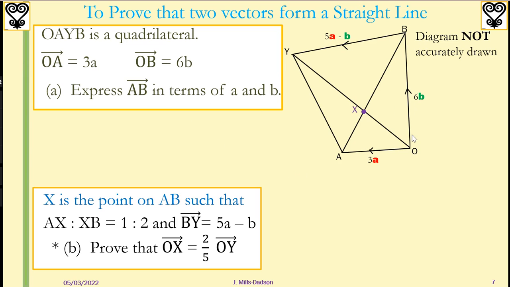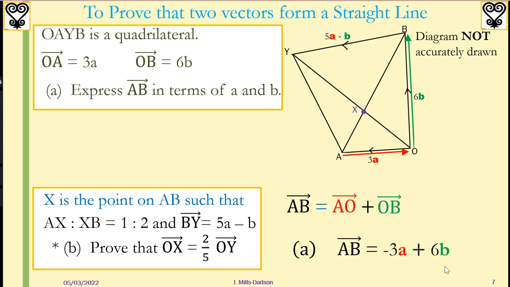So vector AB. Vector AB is AO plus vector OB. So you have negative 3A plus 6B. So it's important. Direction is very important. We are going against it, so we need to change direction. So our answer for A is negative 3A plus 6B. You can factor out 3. That's fine.